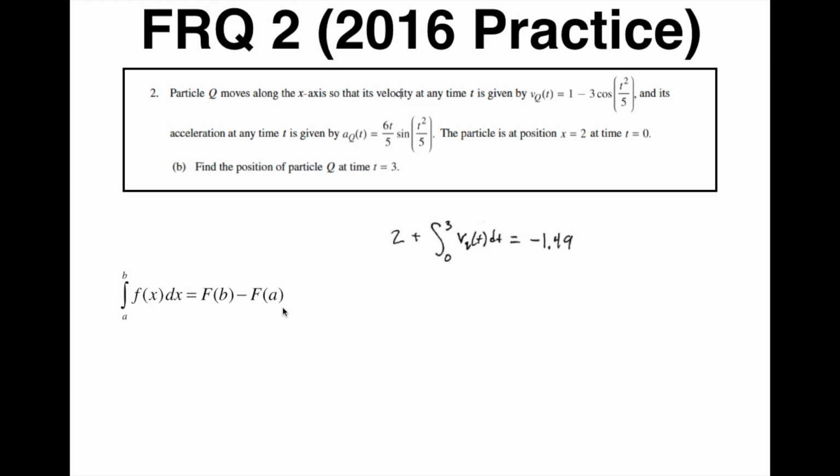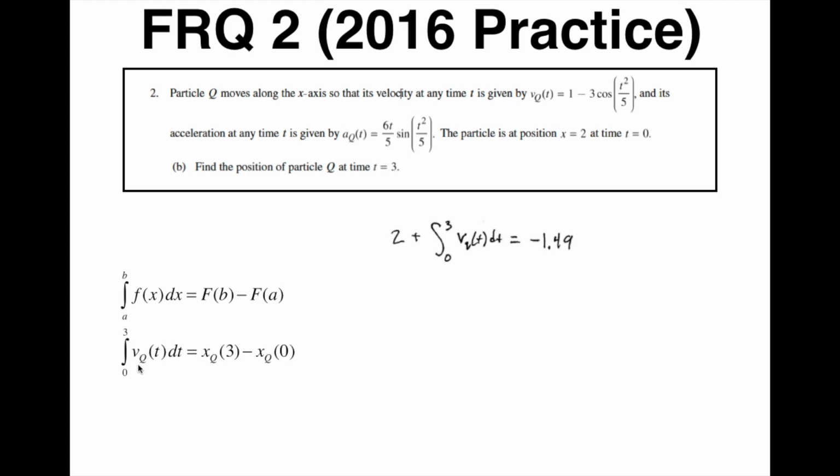In this particular context, we have a velocity function, and we are integrating from 0 to 3. So why 0 and 3? 0 because we know the position of the particle at t equals 0, x equals 2. And why 3? Because 3 is what we're looking for, so we want it to be part of the equation so that we can solve and find the value.